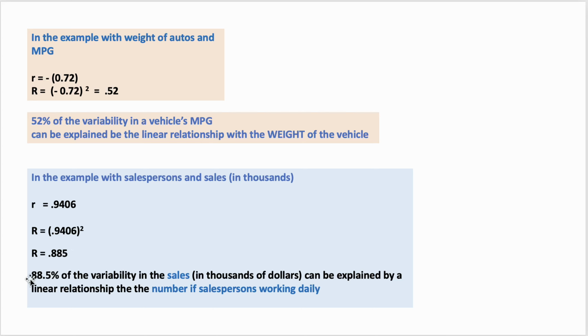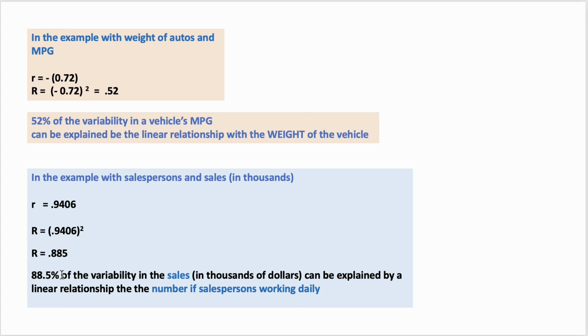What does that coefficient of determination say? Converting it to a percent, it says 85.5% of what we're trying to predict, which is sales in thousands of dollars, can be explained by the linear relationship with the number of salespersons working daily. So that is fantastic. The predictor variable, number of salespersons working daily, did a very good job of predicting sales. It explains 85% of the variability.